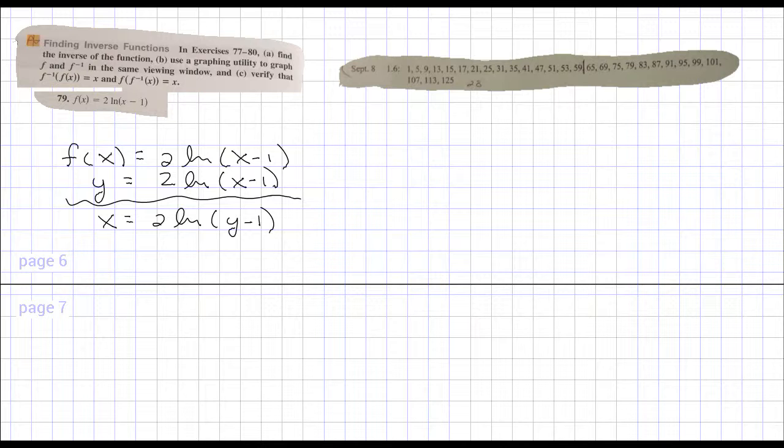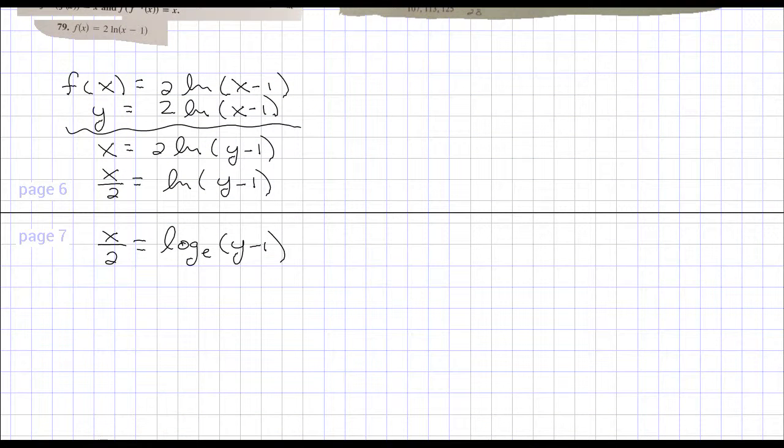So dividing both sides by 2, it will go away on the right side, leaving just natural log of y minus 1. Now you don't have to do this next part, but just to emphasize, natural log means log base e. So I just rewrote the notation there. And then using the conversion, y equals b to the x again, if and only if log base b of y is equal to x.